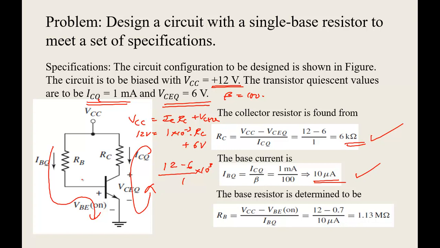Now once IBQ is known, obviously we can find out RB. So RB is basically what? (VCC minus VBE) divided by IBQ. So you will have 1.13 mega ohm. So your input resistance will be more, because your IB current is very small. So 1.13 mega ohm you will get.